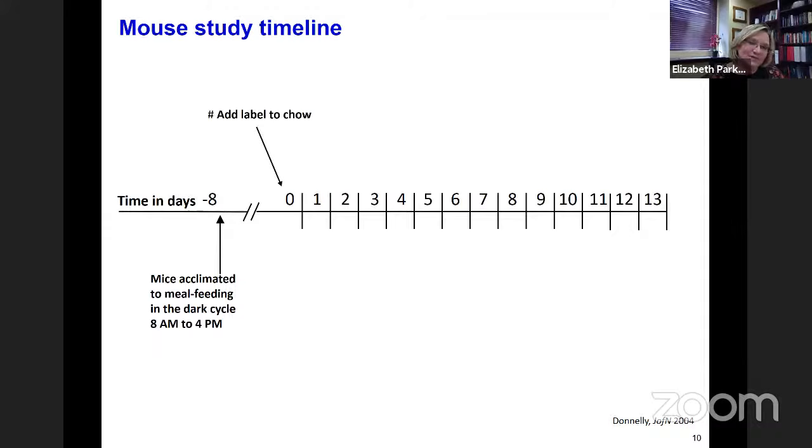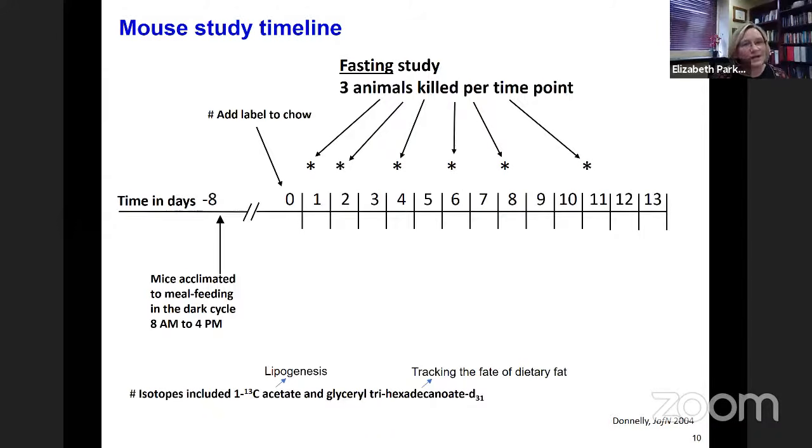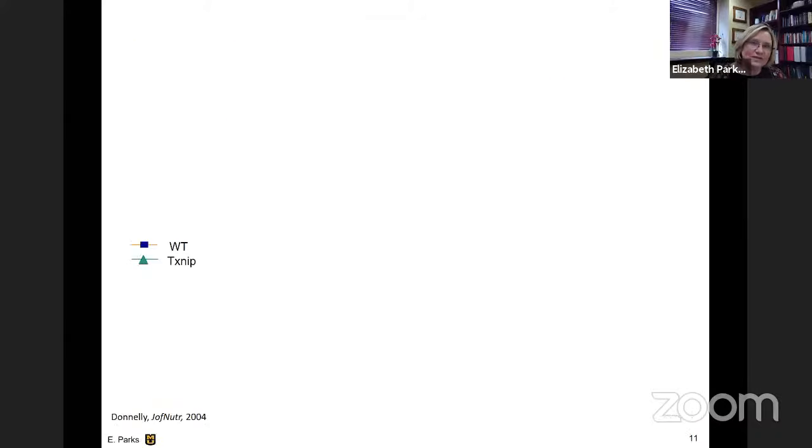So we've done this experiment where we add our isotopes to chow. In this case, we used 1,13C acetate in the chow, and that measures lipogenesis. And then we've used tripalmitin, which is perdeuterated. It's very heavy. It's 31 heavy for every fatty acid. We've killed 3 animals per time point at day 0, at the end of 1, 3, 6, as you can see here. And then we've killed 3 animals in the fed state. We've looked at all of the tissues.